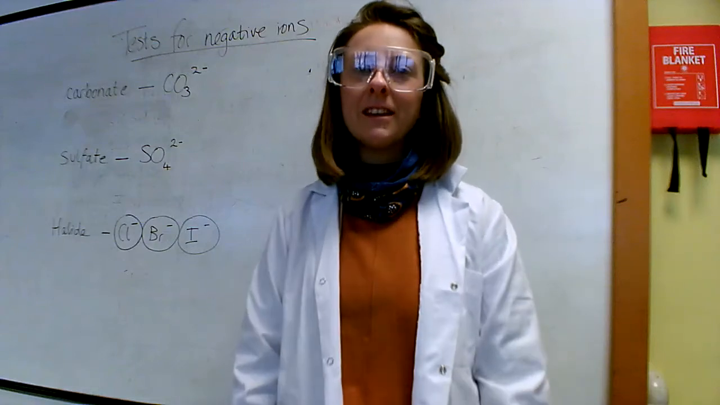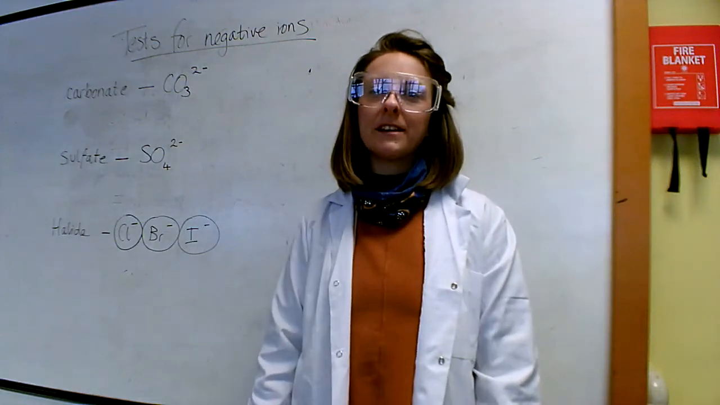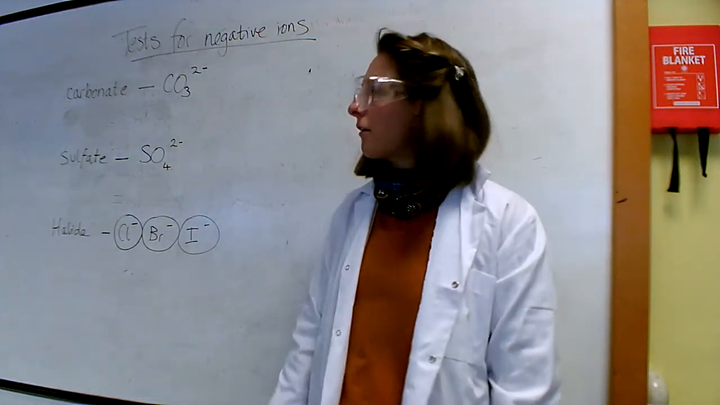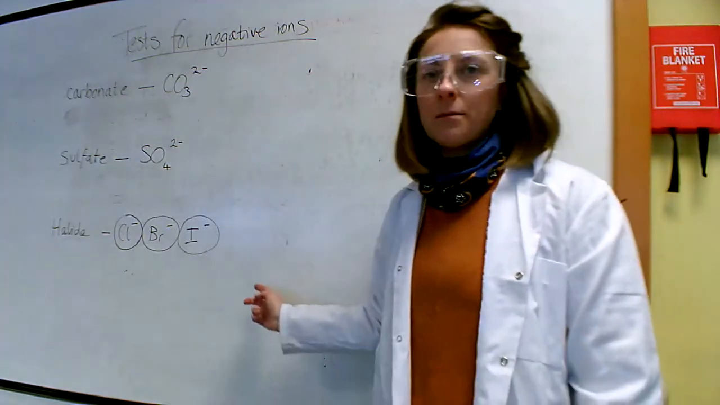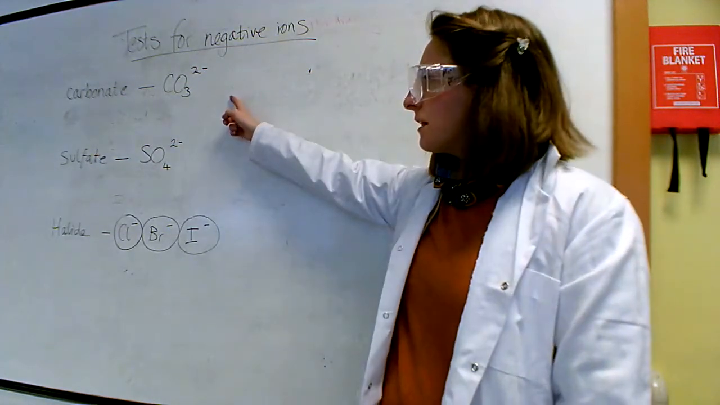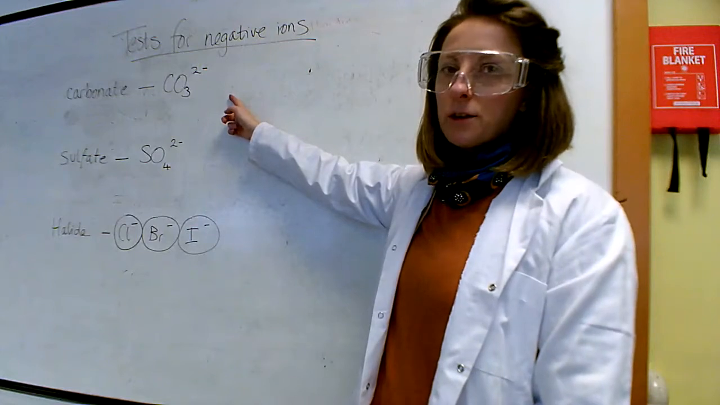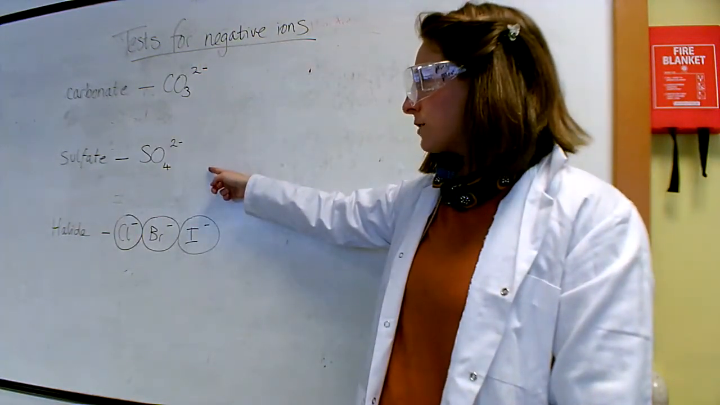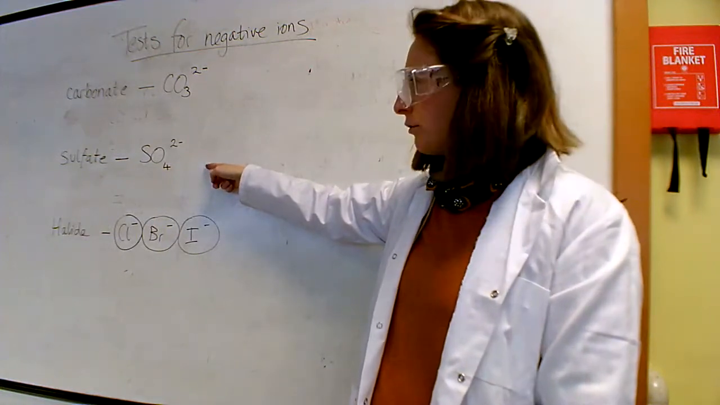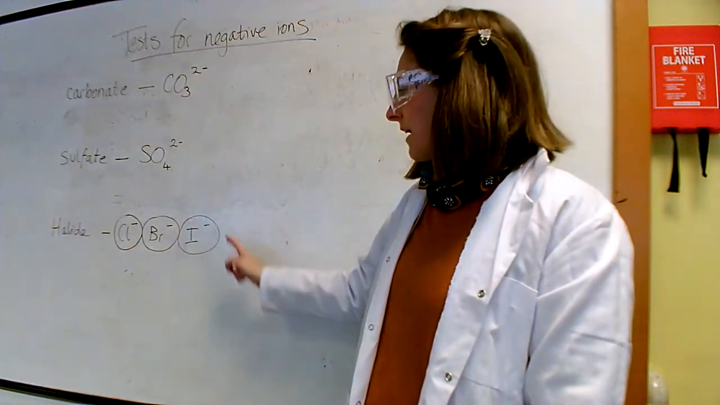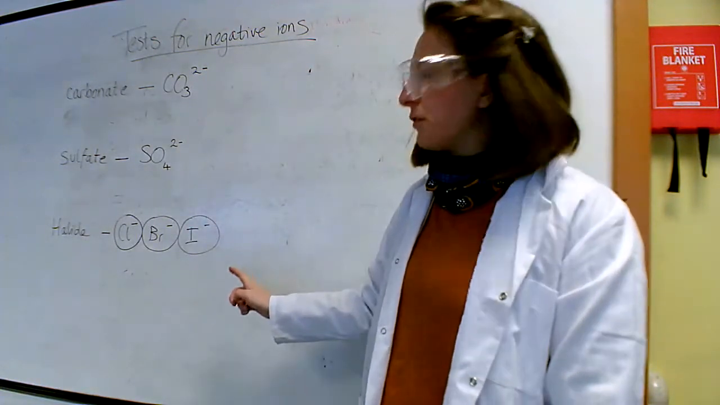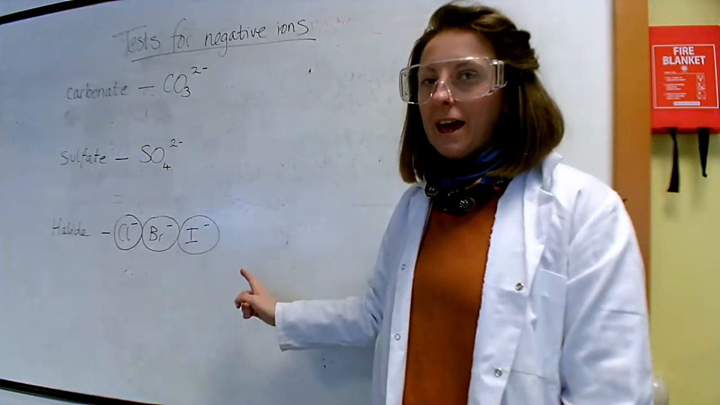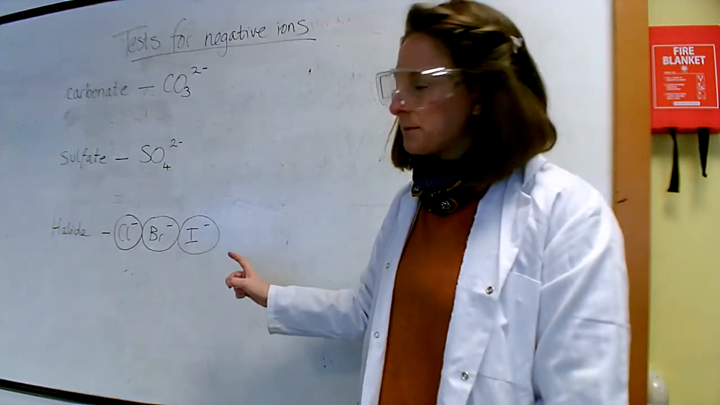Hi Year 11, in this video we are going to look at tests for negative ions. There are three different methods we're going to look at. The first is how to identify carbonate ions in a substance, then how to identify sulfate ions in a substance, and then how to identify each of these three halide ions in a substance.